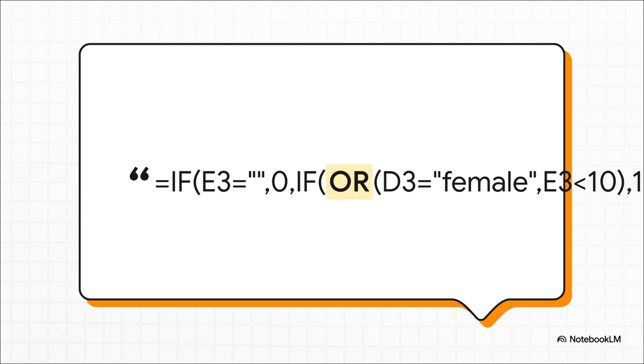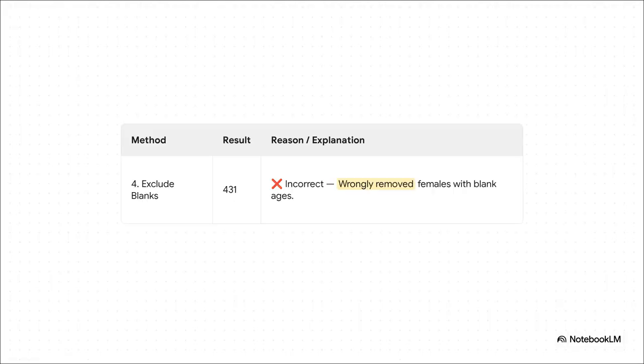So check out the logic here. It's a bit more complex. The very first thing the formula does is ask, is the age cell blank? If it is, it just puts a 0 and moves on. It stops right there. Only if the cell is not blank does it continue on to our original OR check. This feels really solid, like we've finally plugged the hole. And our result is 431. We are so close, but it's still not right.